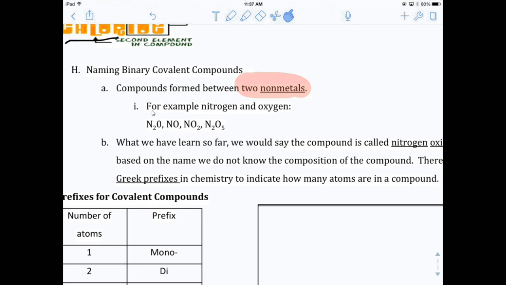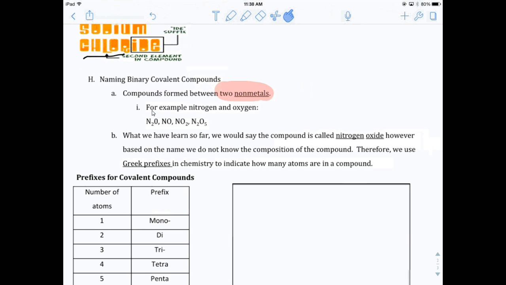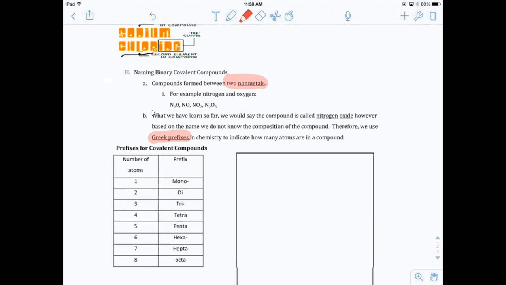Like, for example, nitrogen and oxygen can bond in various ways. You have N2O, NO, NO2, N2O5. So far, what we've learned is you would name that compound nitrogen oxide. Well, those are all very different things. They make different substances, and so we have to come up with a way to name those. And so what we do is we use these Greek prefixes. All right, once again, a prefix is something that goes in front of a word.